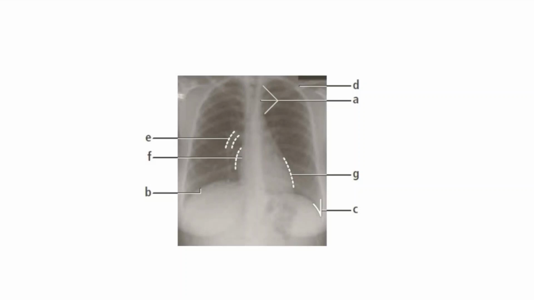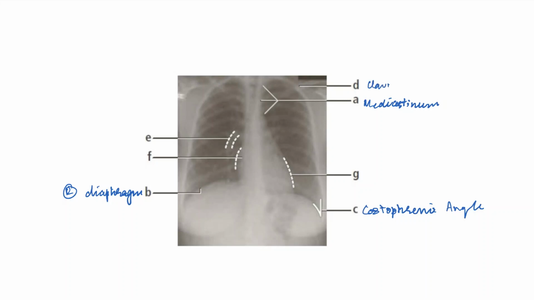Now let us mark the structures in this PA view of chest. A is mediastinum, B is right diaphragm, C is costophrenic angle, D is clavicle, E is right pulmonary artery, F is right atrium, and G is left ventricle.